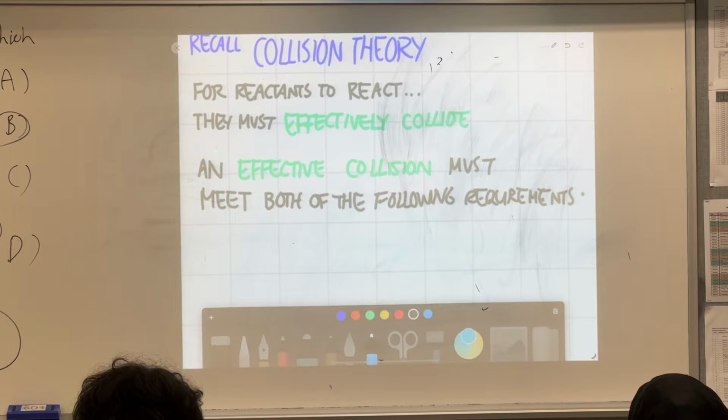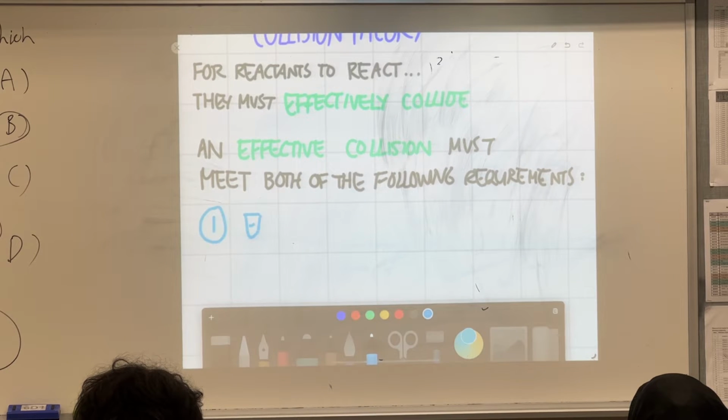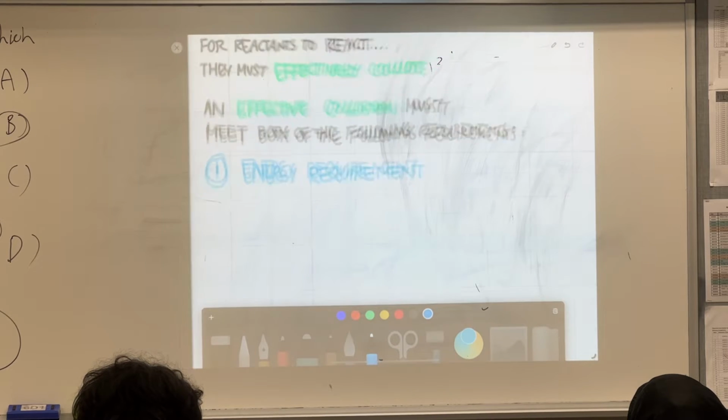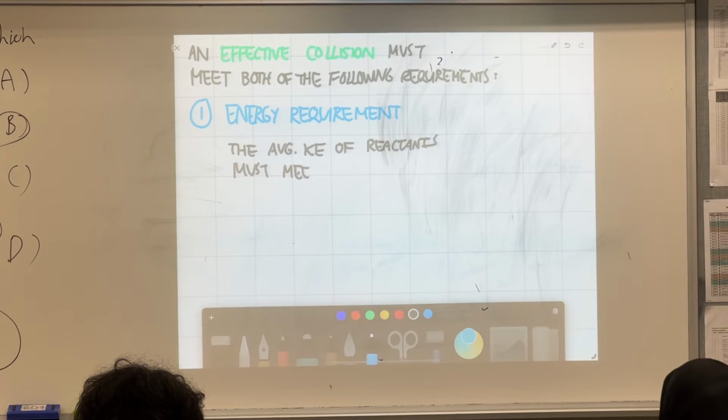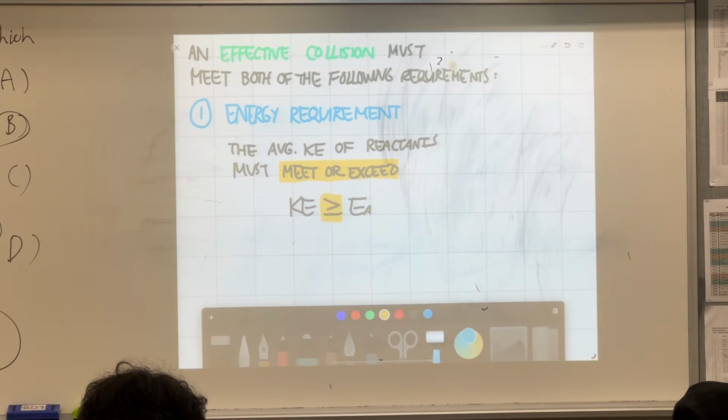The first requirement, we call it the energy requirement. So how much energy is considered enough energy? Well, it's enough energy to meet or exceed the activation energy. So write down what energy requirement means: the average kinetic energy of the reactants must meet or exceed. Meet or exceed can be simplified as KE greater than or equal to Ea. I am sure you know what inequality signs like this mean. We can simplify the statement into just this relationship. So must meet or exceed, what is this?